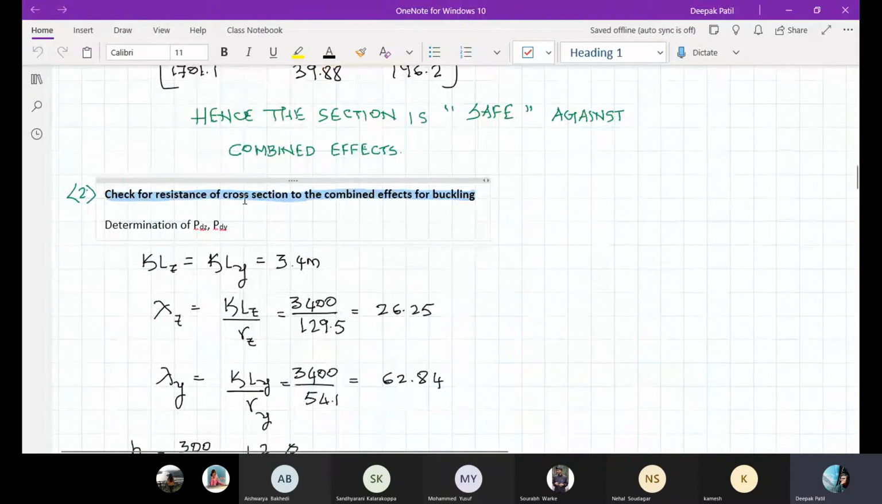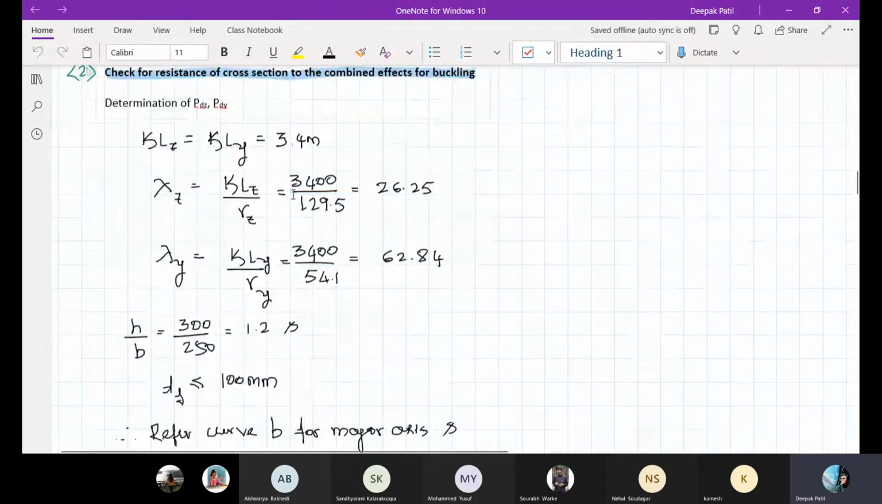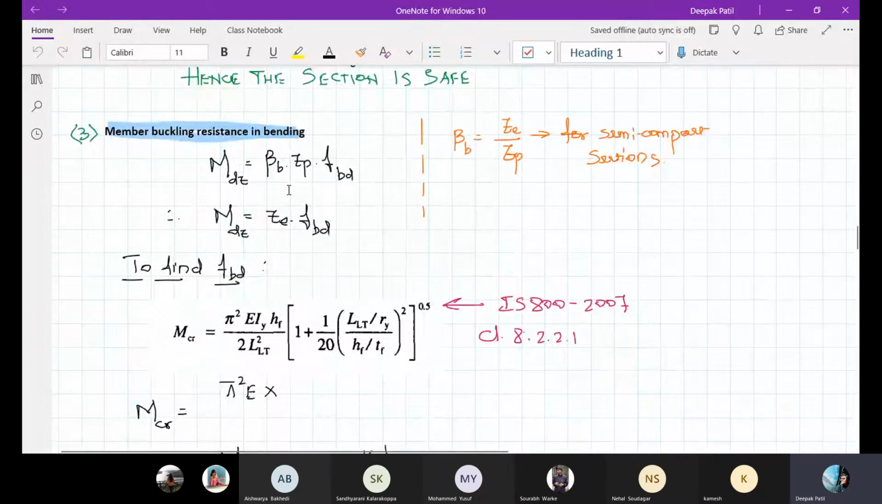It is safe for the combined effects of buckling. So the first check was this. This is the second check. Now we have to come for the third check. In the previous class we did the first two checks. Now in this class we shall proceed further and do the further checks.